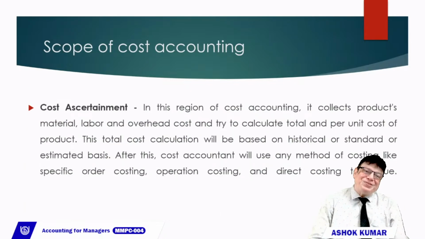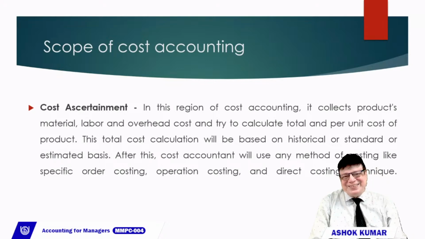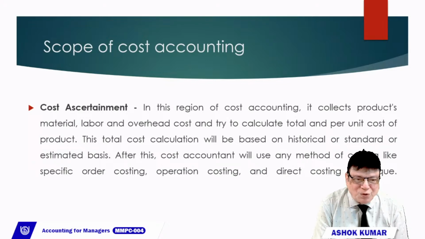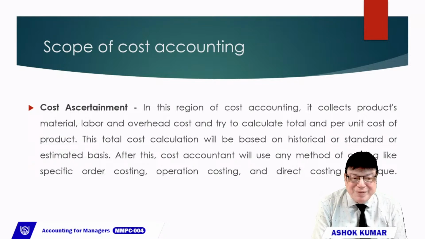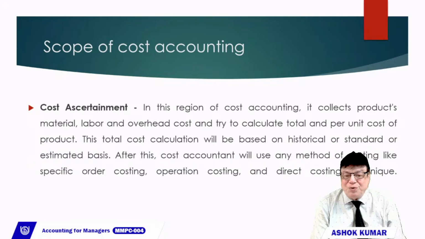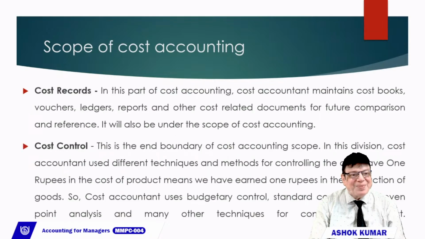Now, what is the scope of cost accounting? Cost ascertainment: in this region of cost accounting, it collects product material, labor, and overhead cost and tries to calculate the total and per unit cost of the product. This total cost will be based on historical or standard or estimated basis. After this, the cost accountant will use any method of costing like specific order costing, operation costing, and direct costing technique.